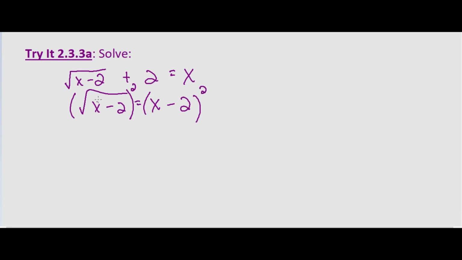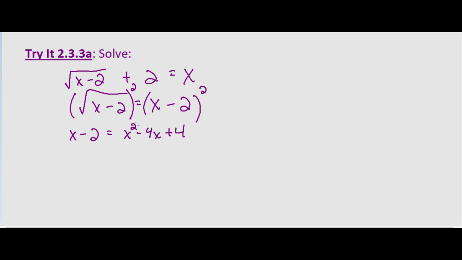Anytime we have the radical isolated, which is the first step, the next step is to square both sides. So we have the square root of x minus 2 squared, that's just going to be x minus 2, equals, and then x minus 2 squared is x squared minus 4x plus 4. You can multiply it all out and simplify, but when you do, you should get x squared minus 4x plus 4.